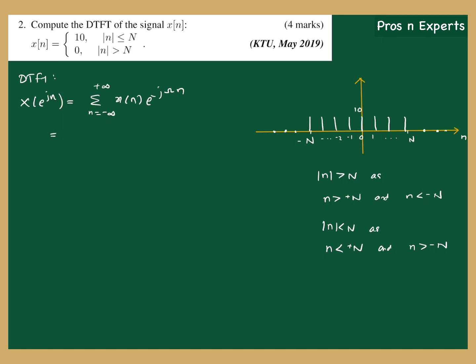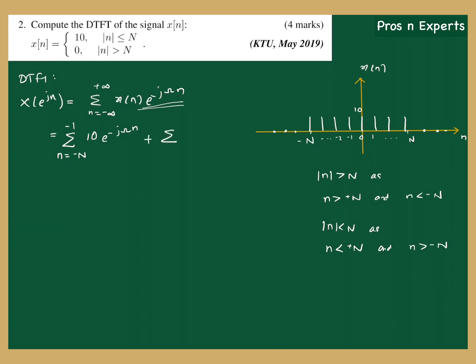I can always split the given signal x of n into two parts. Very simple. One from minus 1, minus 2, etc. up to minus N, negative time, and the other n equal to 0, 1, 2, etc. up to plus N, that is in the positive n. So I am rewriting my summation as n equal to minus N to minus 1. That means this many samples on the purely negative n axis. In that case the amplitude is 10, so 10 e raised to minus j omega n.